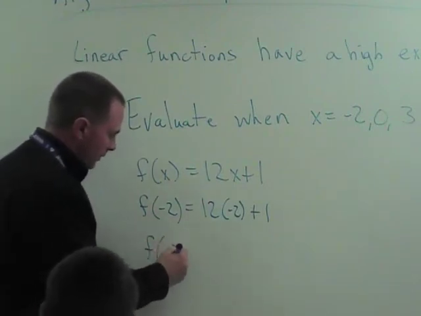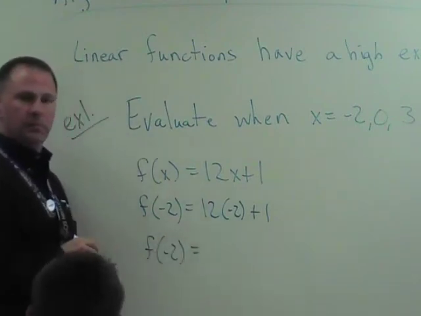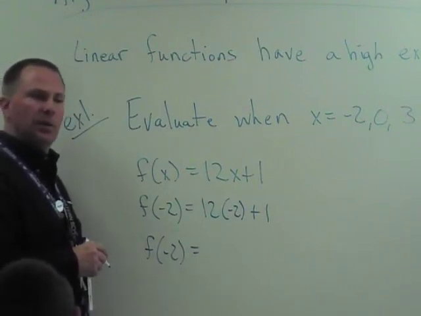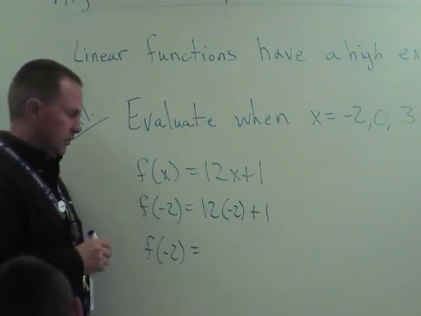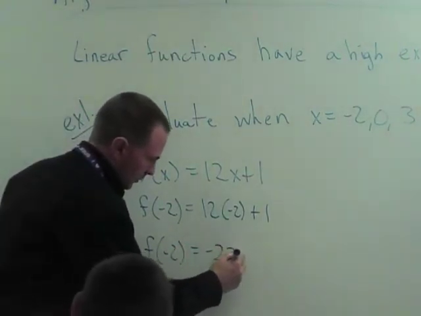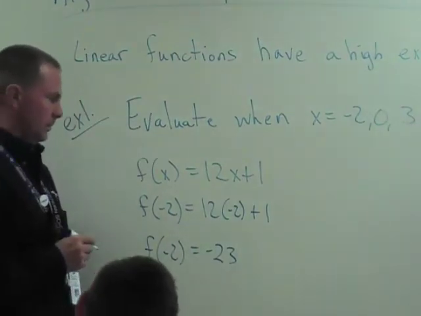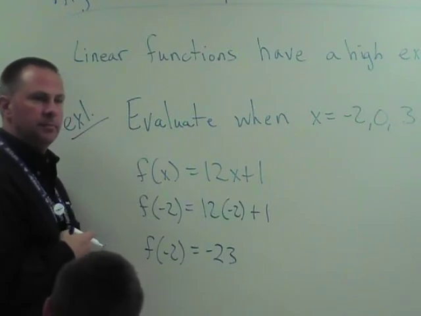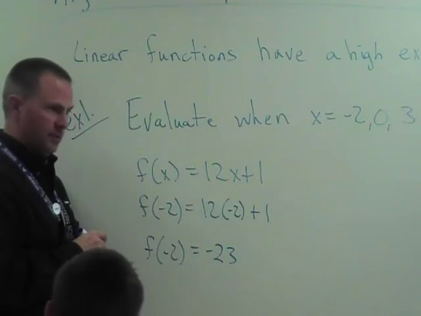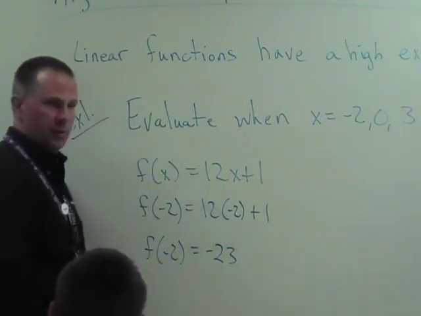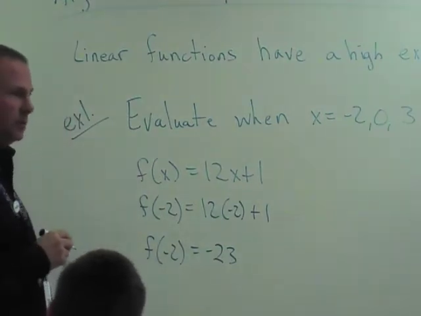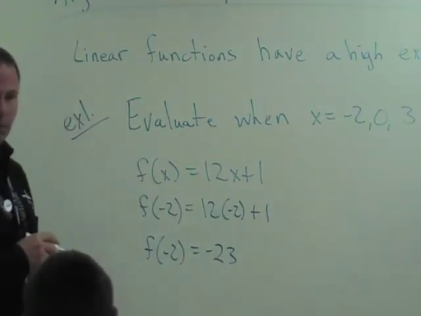So f of -2 is what? What do you get? -23. What's the coordinate? Isn't it -2, -23? Yeah. X is -2, y is -23. That's a coordinate. You're going to need that here in another week. It should just be obvious that that's a coordinate there.